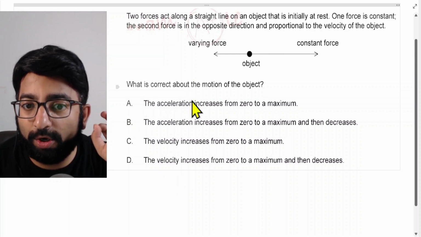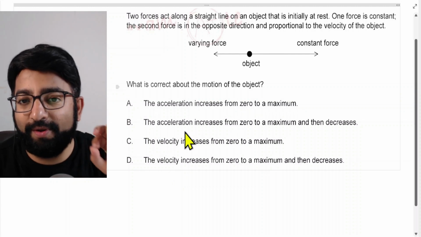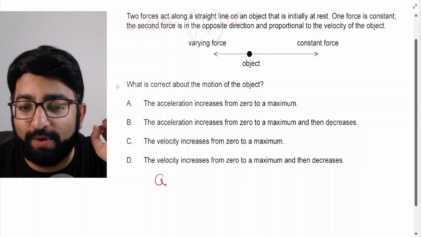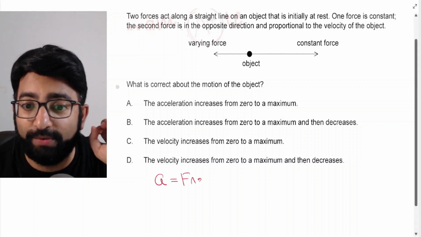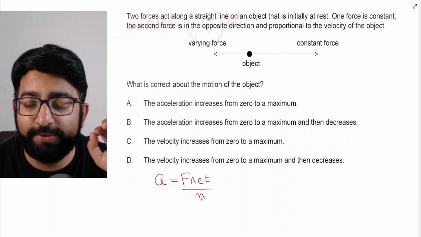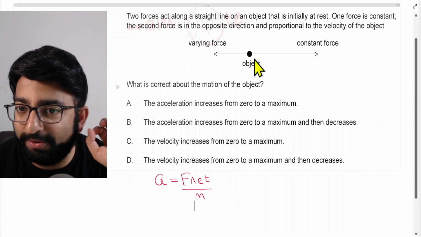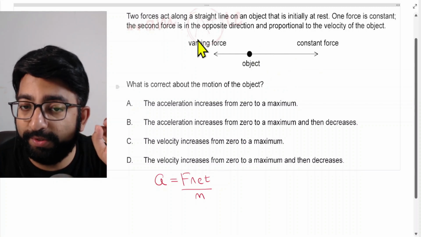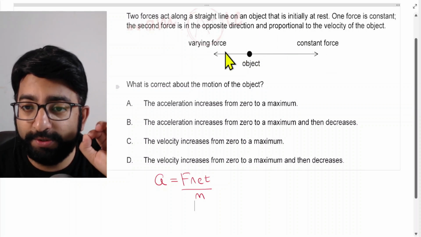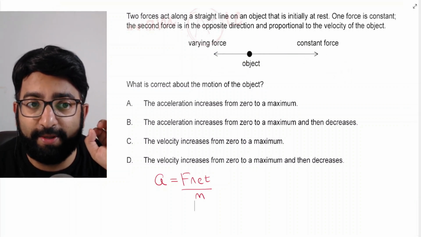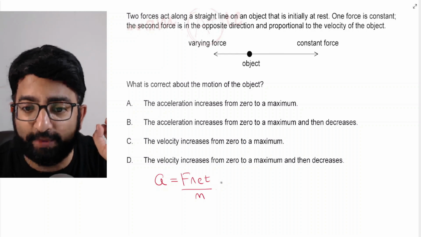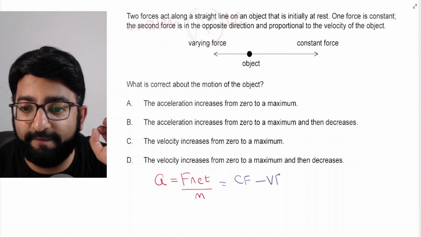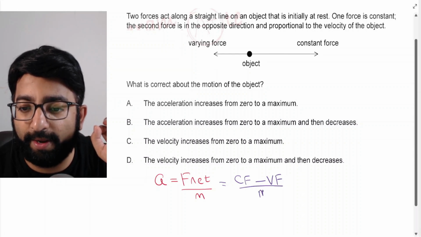Options A and B talk about the acceleration. So let us try to figure out the acceleration. Acceleration is found by Newton's second law. So I can write acceleration is equal to the net force divided by the mass of an object. And what is the net force acting on this object? We have a constant force going towards the right, and we have a left force, which is the varying force. Since both these forces are in opposite directions, we can subtract them. So the net force will be equal to CF, which is the constant force, minus VF, which is the varying force. We divide that by m.